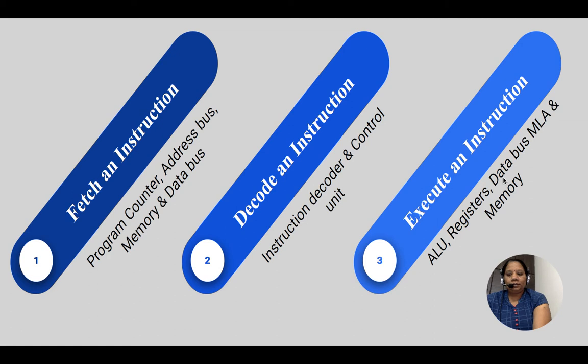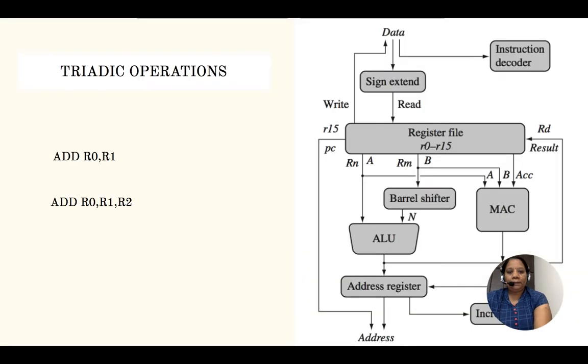Please make a note that all the operands for the ALU are obtained only from registers R0 to R15, and no operand is fetched from memory. And of course, we also have a special unit called memory accumulate, which we will be seeing later in the video, and it also makes use of the memory.